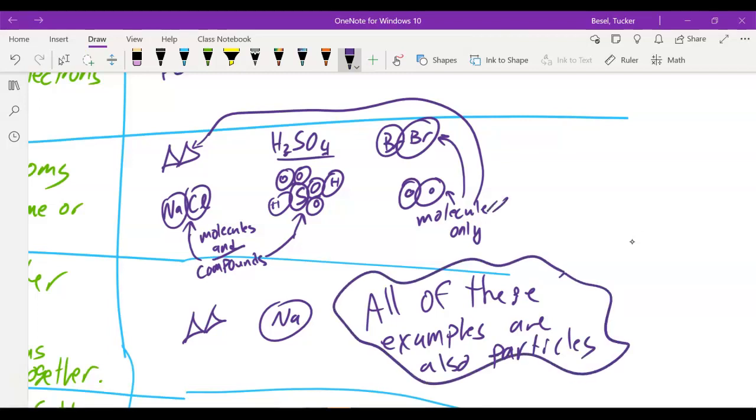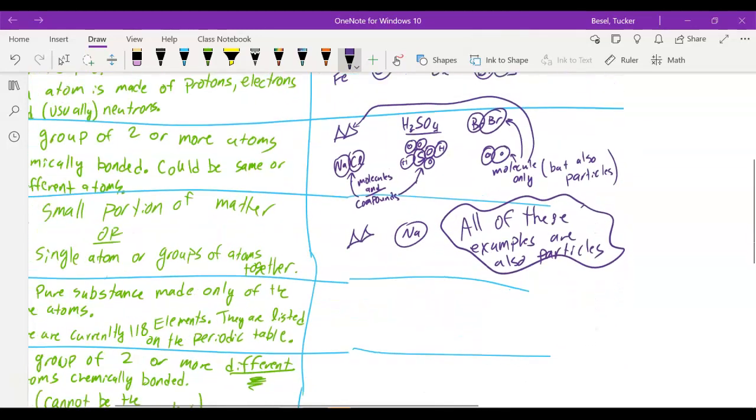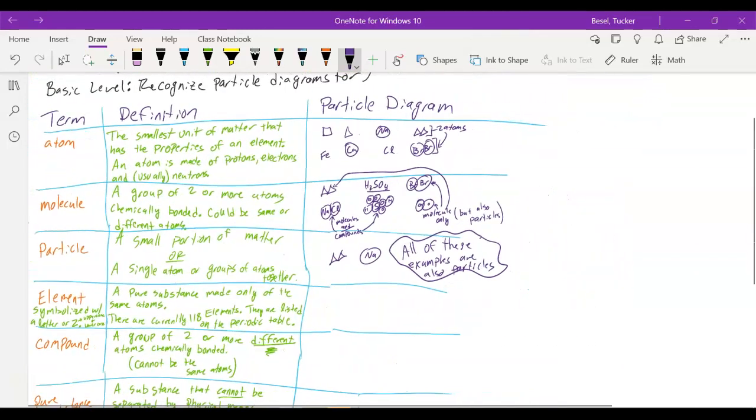So when I said molecule only, really it's molecule only, molecule, but also particles. I don't usually use that in my classifications because, again, everything is a particle in a particle diagram. That's why it's called a particle diagram. All right, next one is an element.